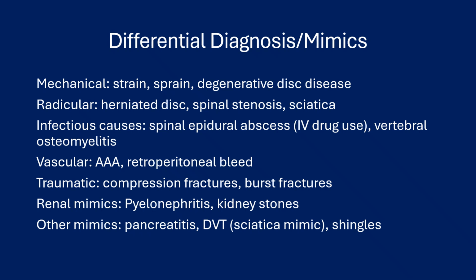Vascular causes, of course, the famous abdominal aortic aneurysm with dissection. You may see a retroperitoneal bleed with that. That's one that you have to catch immediately on arrival. Traumatic: compression fractures, burst fractures, which you often see. Renal mimics: pyelonephritis, kidney stones. Other mimics: pancreatitis can certainly cause pain in the back.